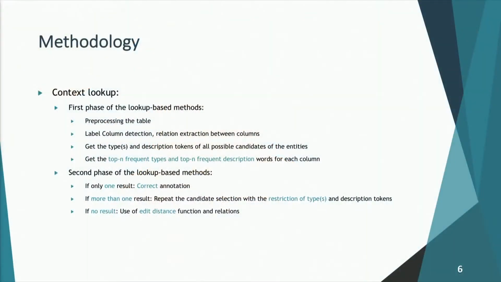Good, now that we have this information, let's go and annotate the entities that we have. If we have only one candidate for an entity, that's perfect. That's the correct annotation, and we annotate the entity. If we have multiple candidates available, then we have to somehow filter them. We filter them by the information that we have from the first phase, which is the types and description tokens. So we choose the one that has one of these types. And if no result comes out, it means that probably we had a dictation error, so in this case we apply an edit distance function.